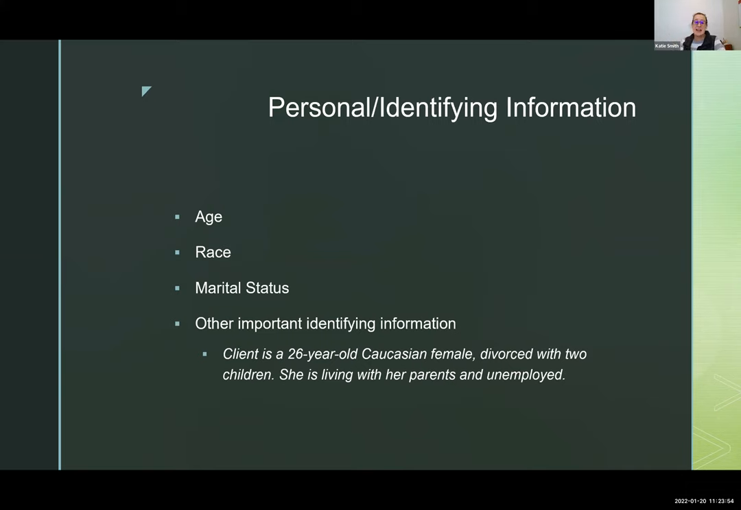So personal identifying information: we're looking at age, race, marital status, and other important identifying information. We're providing just really basic demographics. For example, the client is a 26-year-old Caucasian female, divorced with two children. She's living with her parents and unemployed.